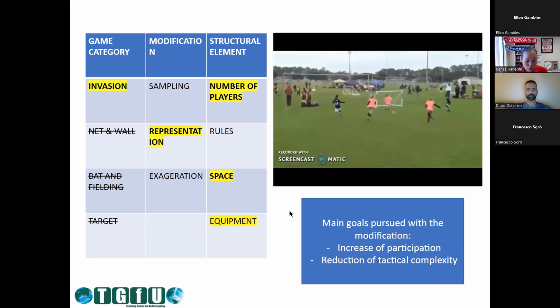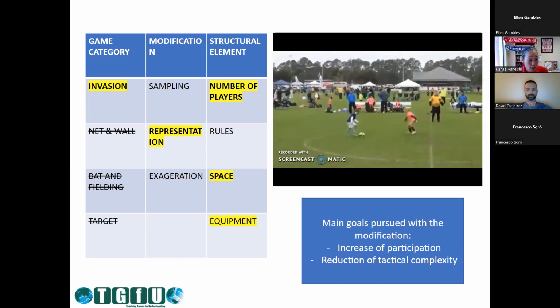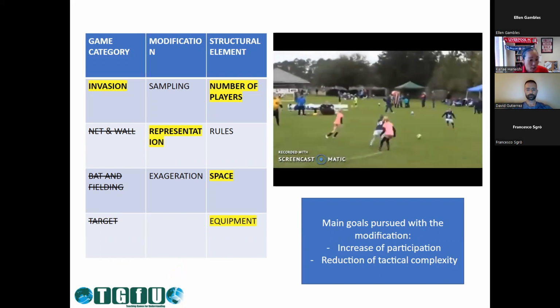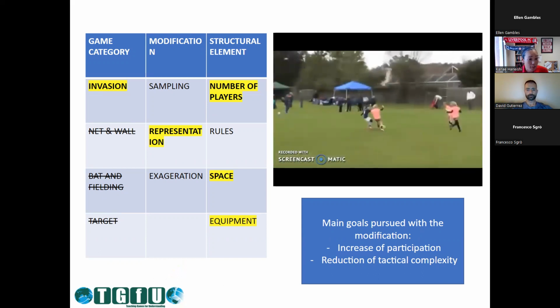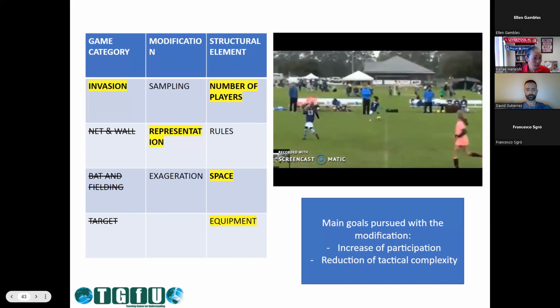Okay, so the main goals pursued with the modifications are increase of participation and the reduction of the tactical complexity. So it's much simpler.